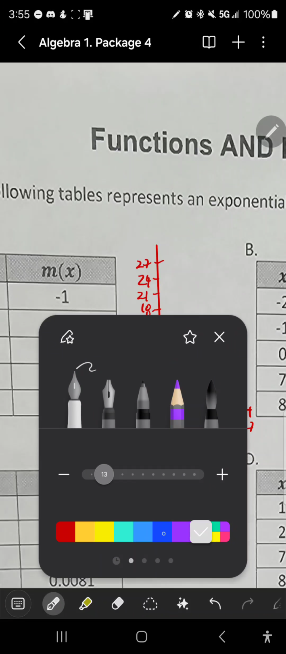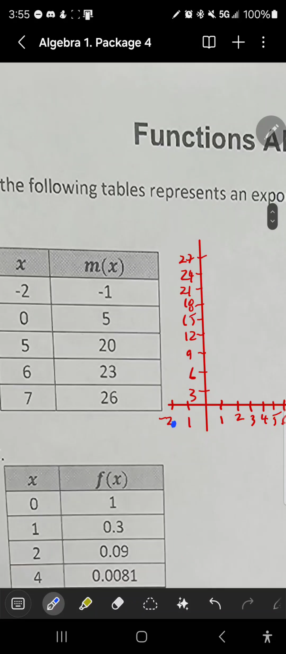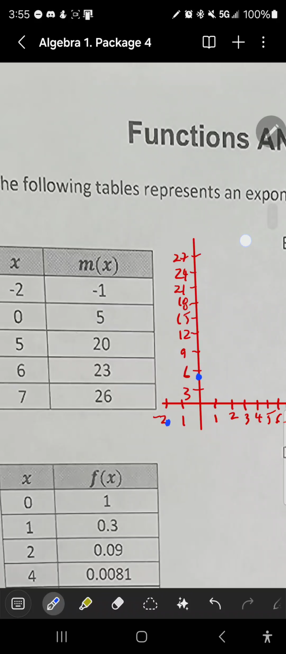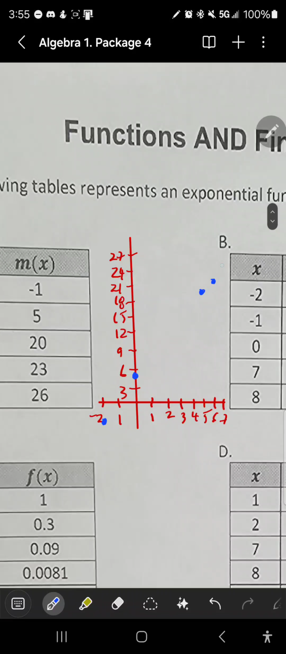Now I graph and I save, and -2 goes to -1, so it will be something like here. Then 0 with 5, 5 with 20, 6 with 23, and 7 with 26. And as I can see here, this is basically a straight line.